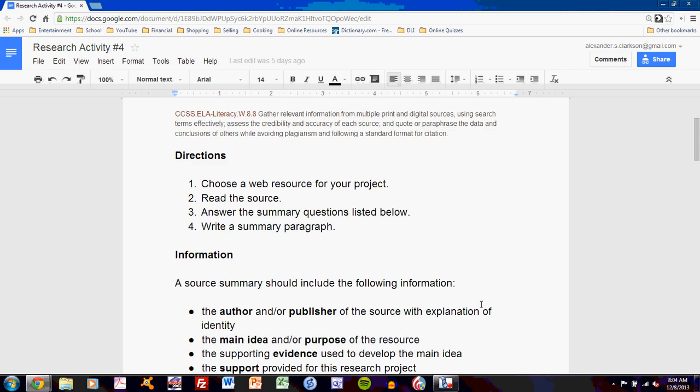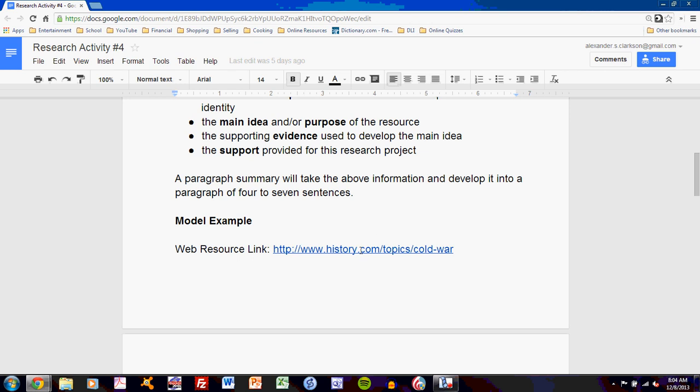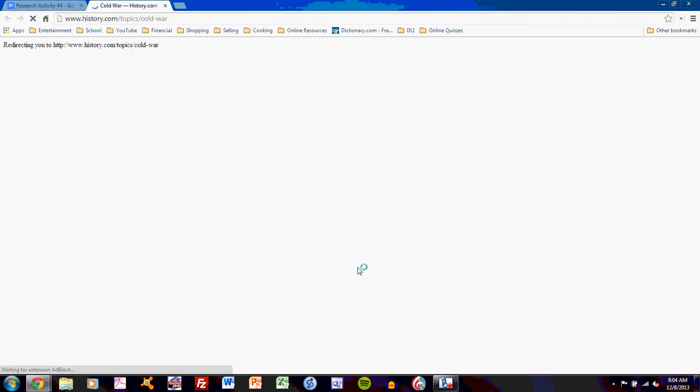The directions are fairly simple, but you must start with a web resource. So make sure that you have found a web resource for your project. In this case, for English Aid at this time, that is the speech research project, Speaking for What's Right. So you should have a web resource available and ready to go. You can see that I have my link down here to a web resource on the Cold War.